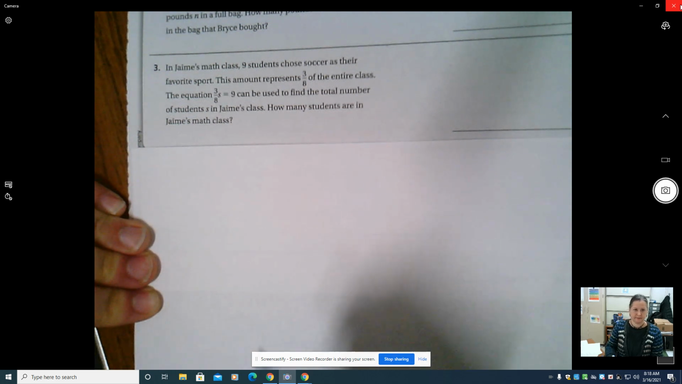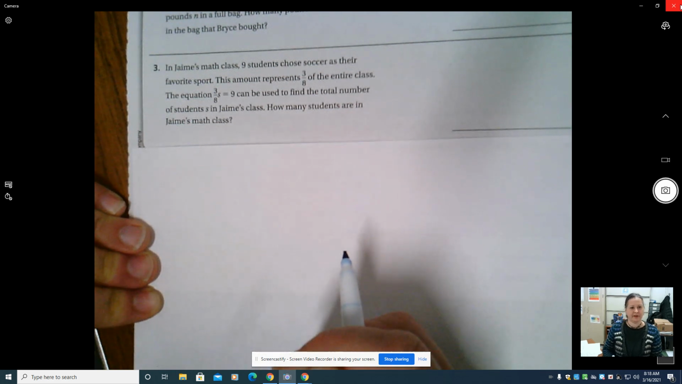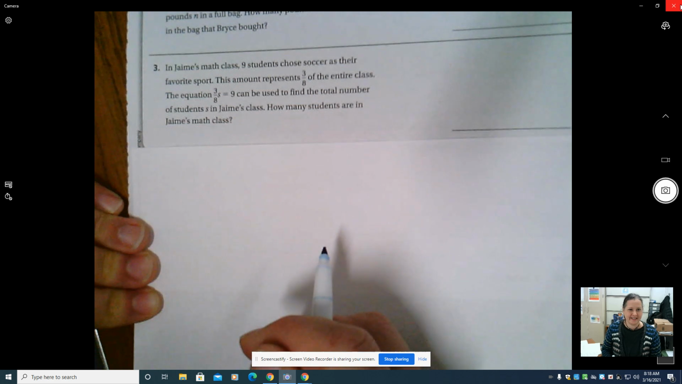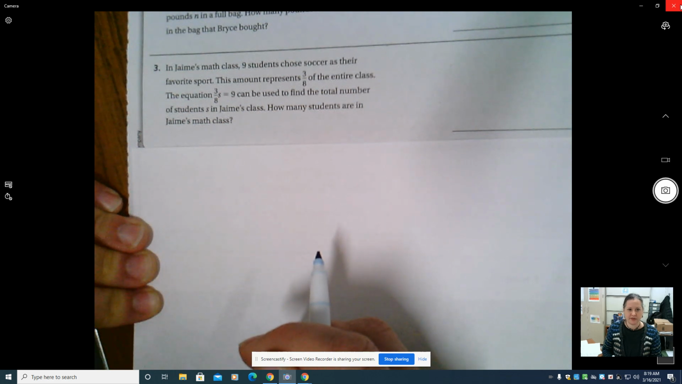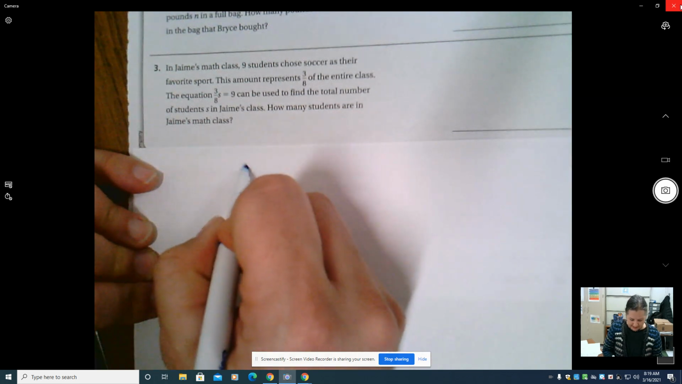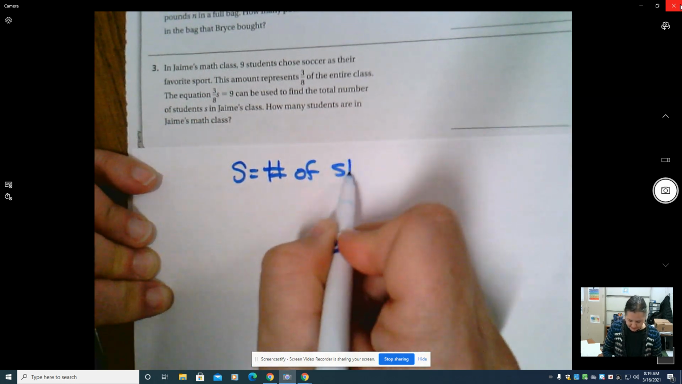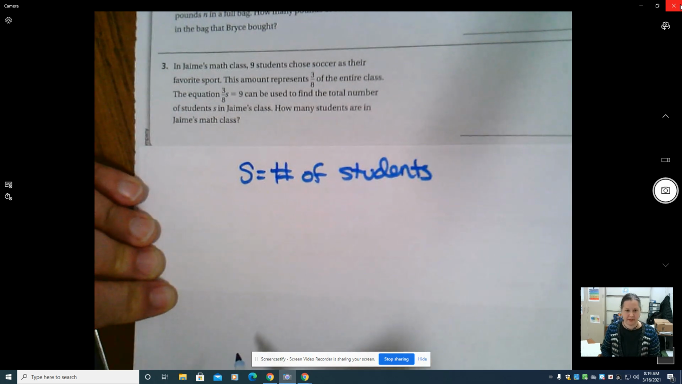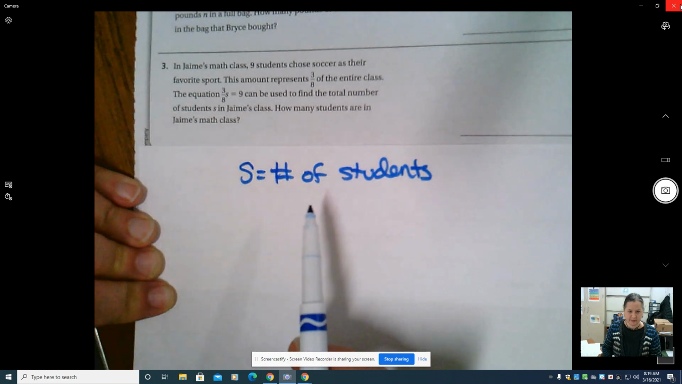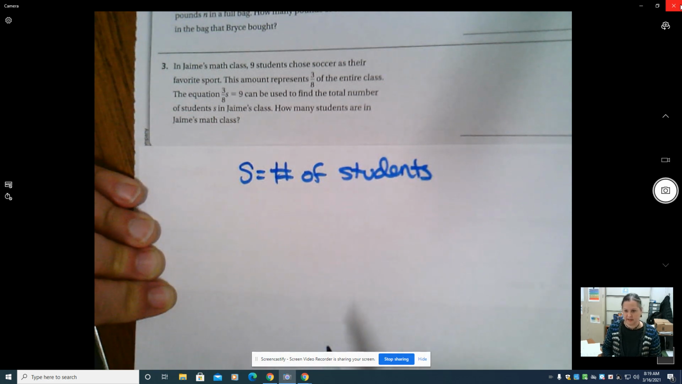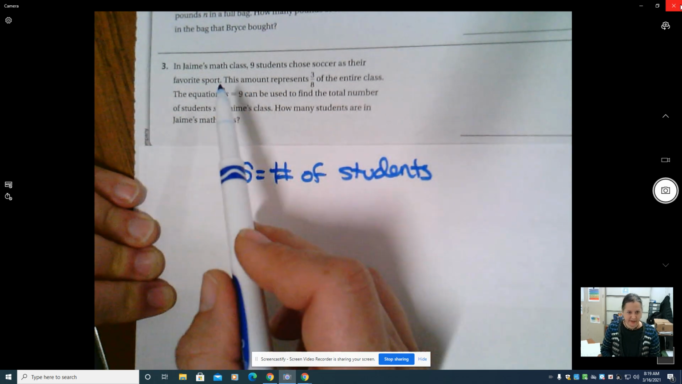All right, I'm going to read it for us. Again, even though you've just read it: in Jamie's math class, 9 students chose soccer as their favorite sport. This amount represents 3/8 of the entire class. The equation 3/8 S equals 9 can be used to find the total number of students S in Jamie's class. How many students are in Jamie's math class? So S equals the number of students. That's what my variable is going to represent. So when I label it, it's going to be S equals that many students. Okay, my next step is I'm going to find the equation and write it down.